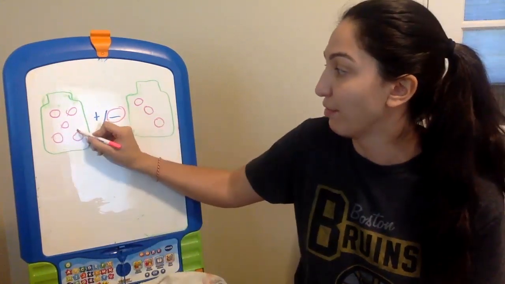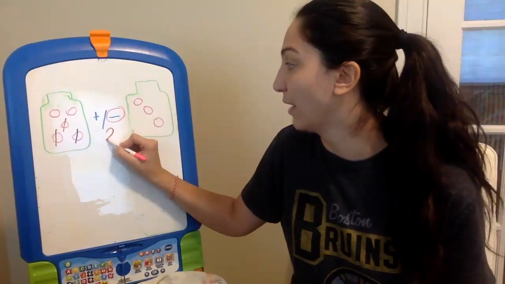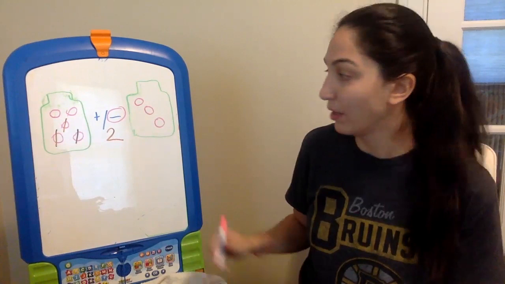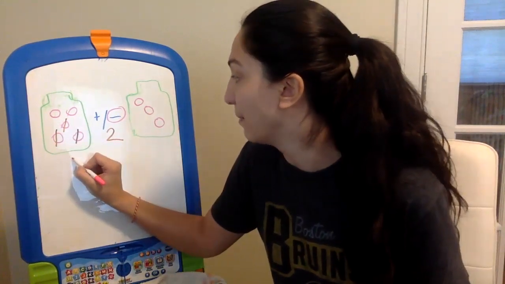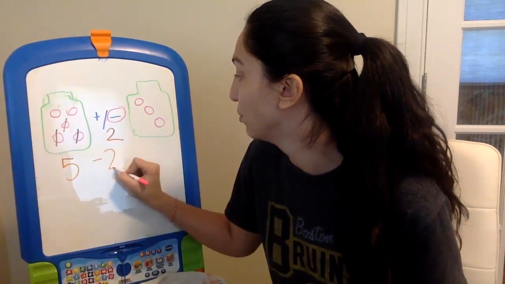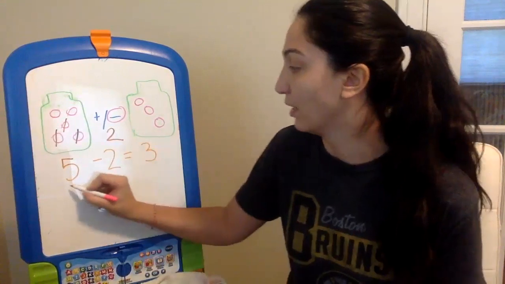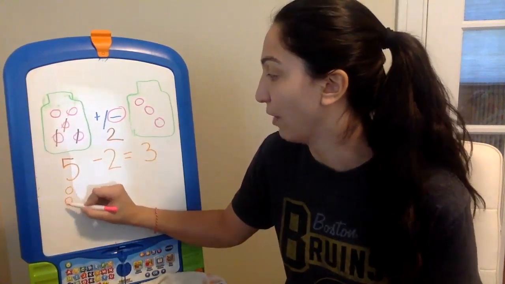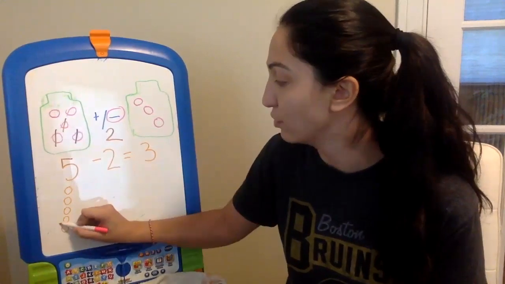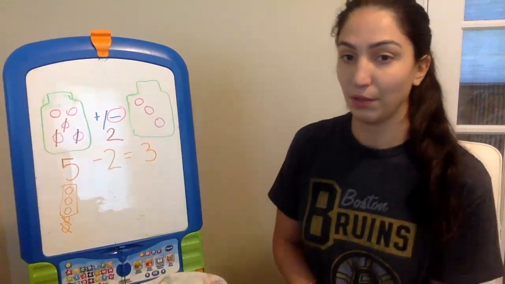So I'm going to cross off 3. 1, 2, 3. So I ended up subtracting 2. Okay, I can also write my number sentence. 5 minus 2 equals 3. I can draw another picture to make sure I'm right. 1, 2, 3, 4, 5. I'm going to take away 2, and I'm left with 3.